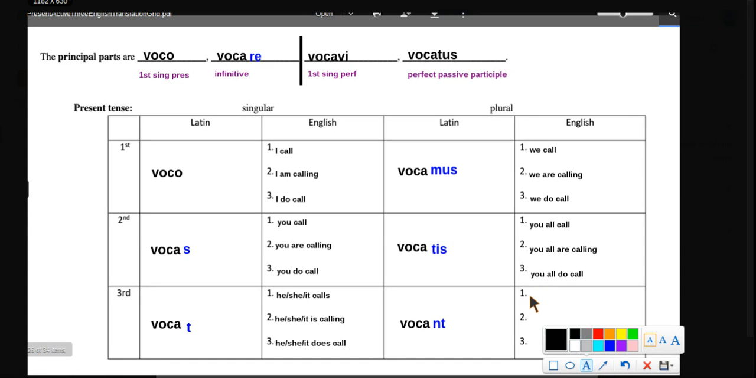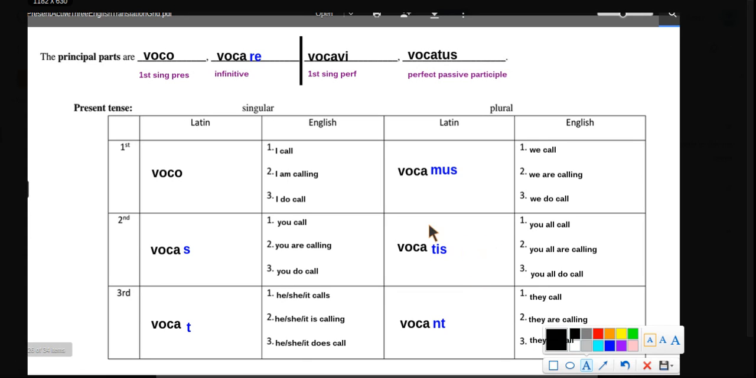Coming down to our final form here, vocant, that nt is the pronoun they in English. So we have they call, they are calling, and hopefully you can see it down here, they do call.